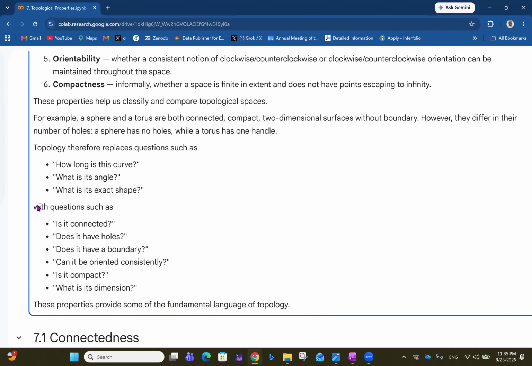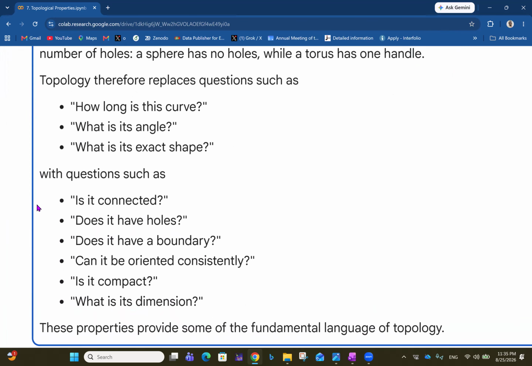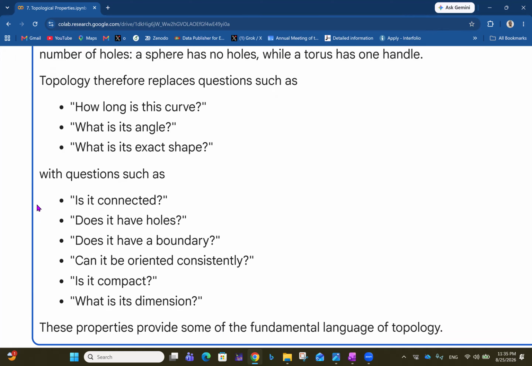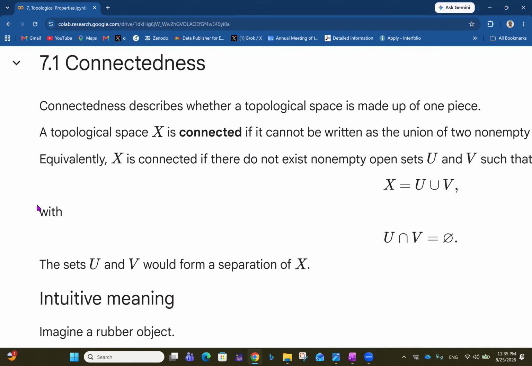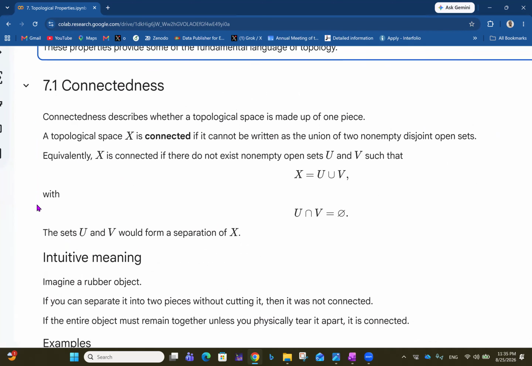So topology therefore replaces questions such as how long is this curve? What is its angle? What is its exact shape? With questions such as is it connected? Does it have holes? Does it have a boundary? Can it be oriented consistently? Is it compact? What is its dimension? So these properties provide some of the fundamental language of topology. So let's go ahead and talk about connectedness as we get on.